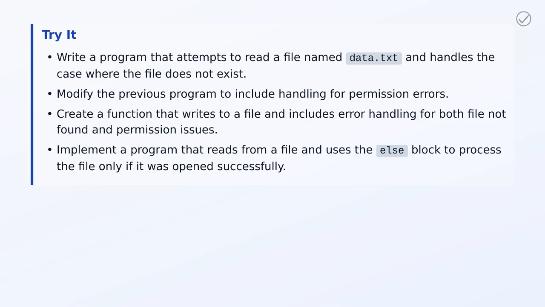Now put what you've learned into practice. First, write a program that attempts to read a file named data.txt and handles the case where the file doesn't exist. Also, modify the previous program to include handling for permission errors. Also, create a function that writes to a file and includes error handling for both file not found and permission issues. Finally, implement a program that reads from a file and uses the else block to process the file only if it was opened successfully.